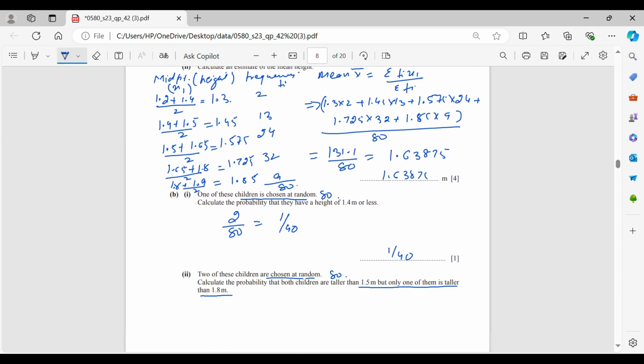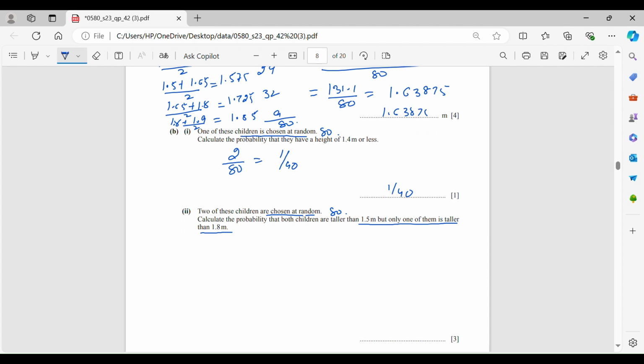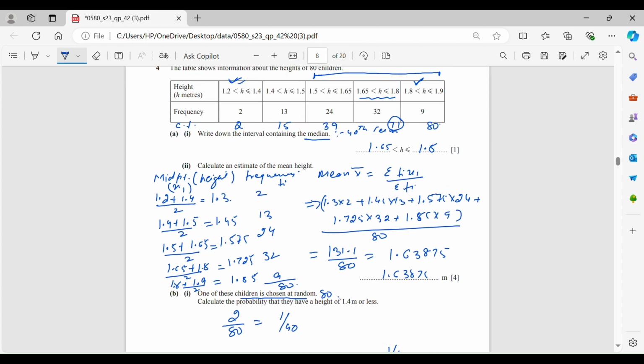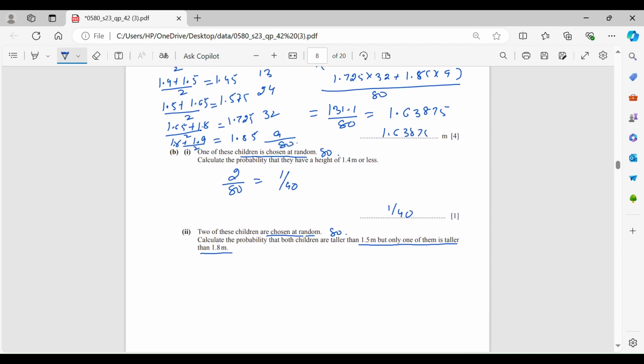So first we will take 1.5 and above, that will be 24 plus 32 is 56. So 56 by 80 into 9 by 79.